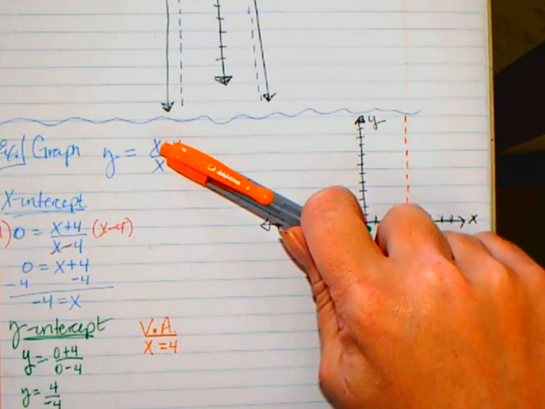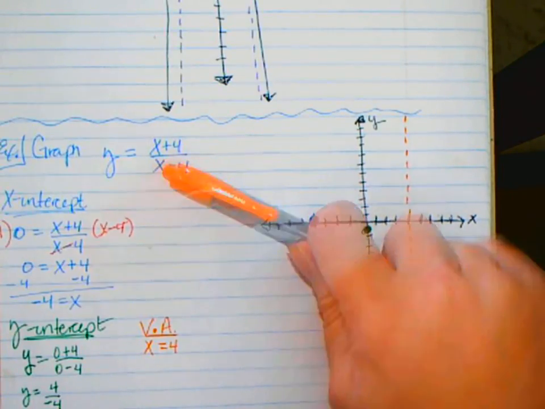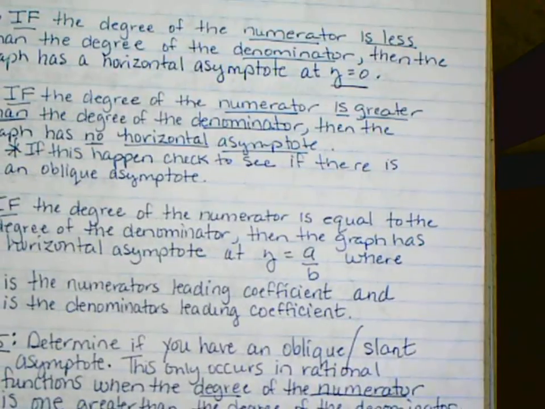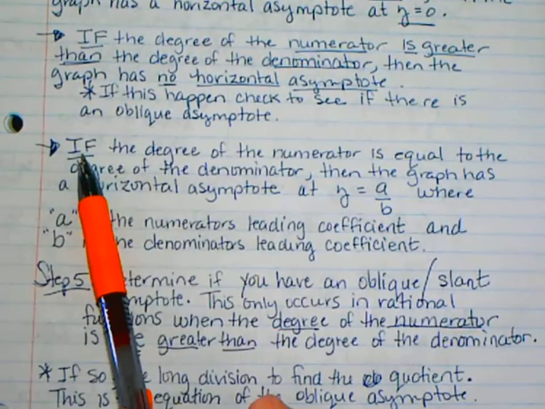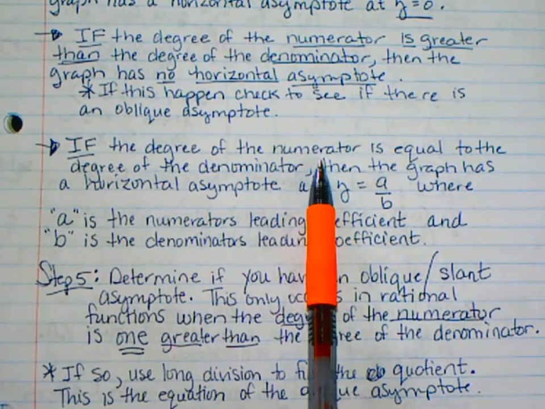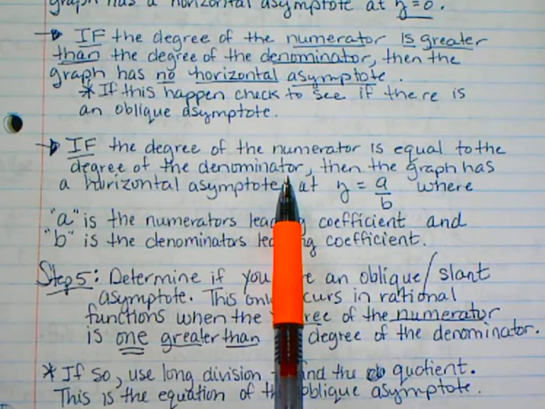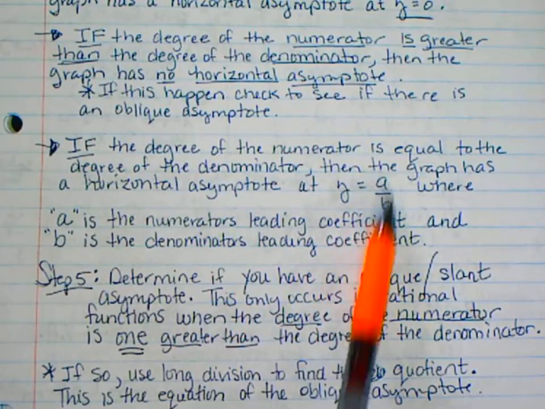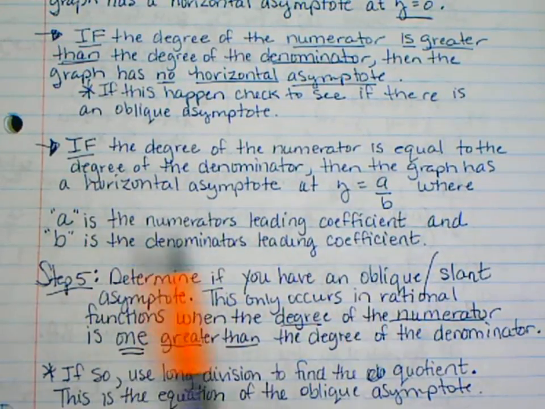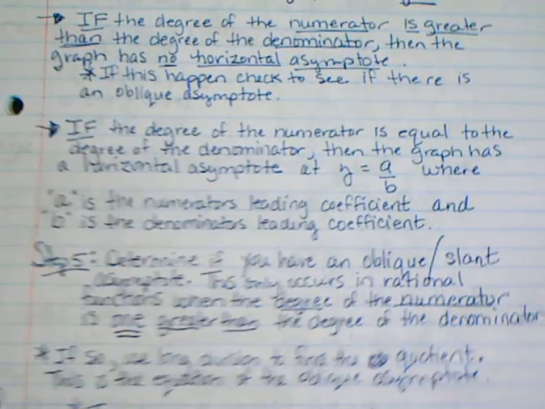How many degrees does my numerator have? How many does the denominator have? 1. So if we look back at our notes on page 120, I believe it's right here. If the degree of the numerator is equal to the degree of the denominator, which is our case, then the graph has a horizontal asymptote at y equals a divided by b, where a is the numerator's leading coefficient and b is the denominator's leading coefficient.